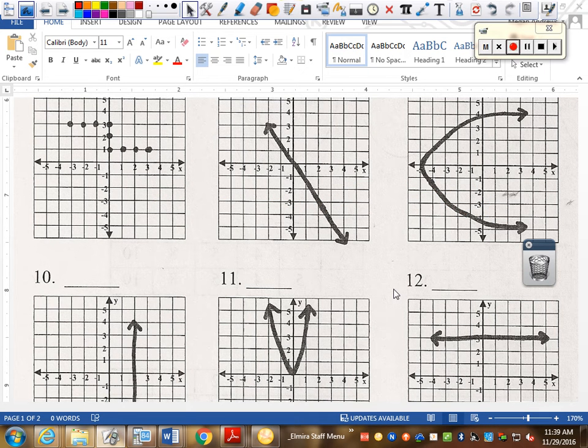In this problem right here, I can draw a vertical line, and I can circle two places where the vertical line crosses the graph. So this would be a no.